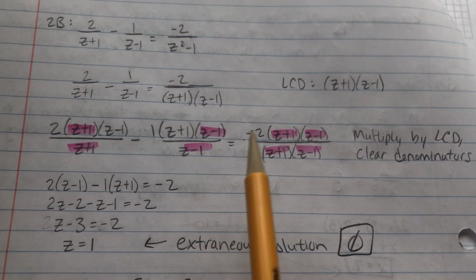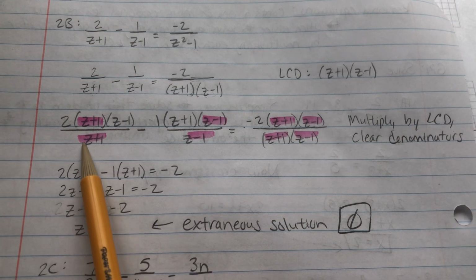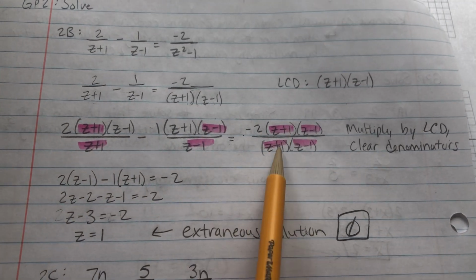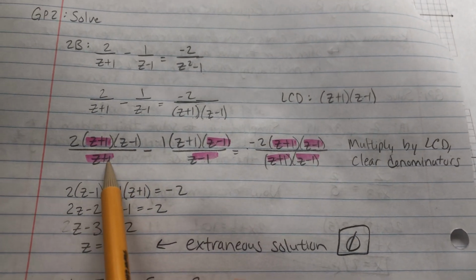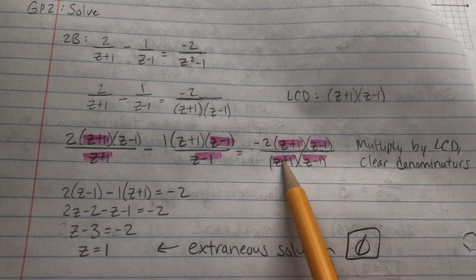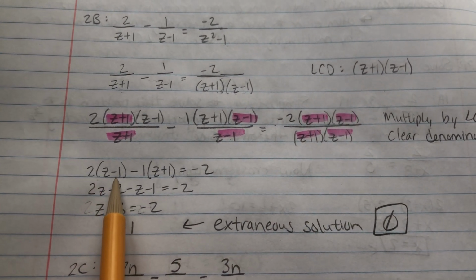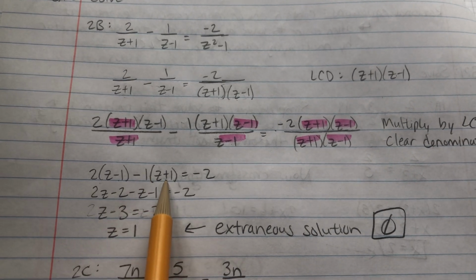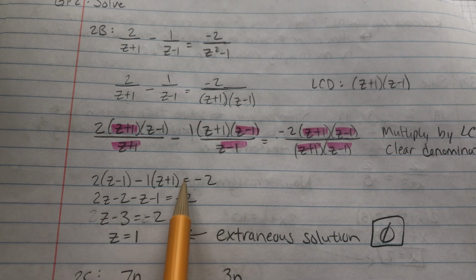Okay, so now for the pink. What I did in the pink is I used the highlighter to just cross out everything that each fraction has in common in the numerator and the denominator. So these both have a z plus 1, these both have a z minus 1, and these both have both. And all that's left is 2 times z minus 1, times z plus 1, and a negative 2. So we just cleared our fractions.